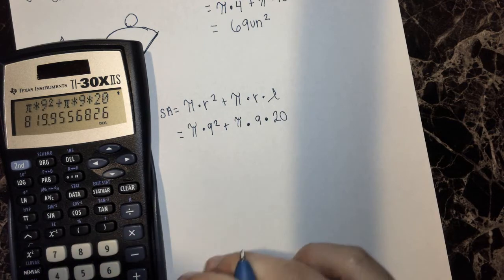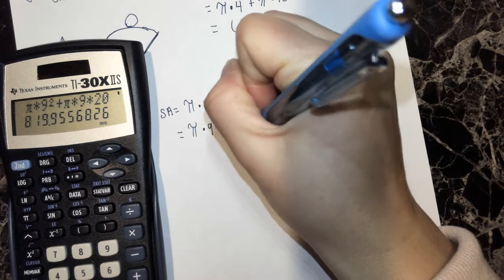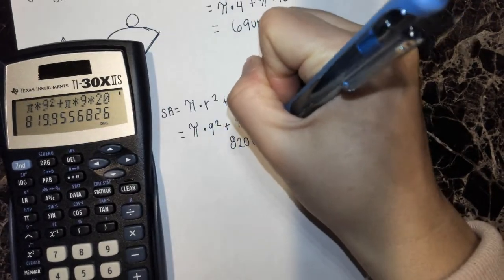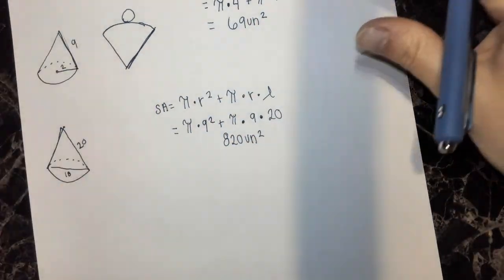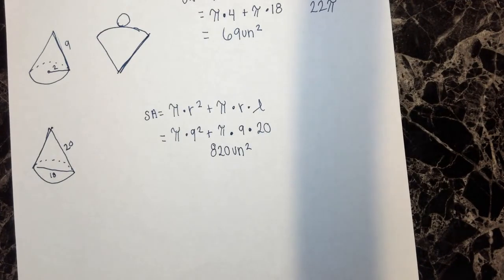You're going to have a pretty big answer. Your answer would be, let's say, 820. We don't have a unit, so we would just write units squared. The biggest difference here is that it's not cubed, it's no longer three-dimensional. We were breaking it up and finding the flat area of it.